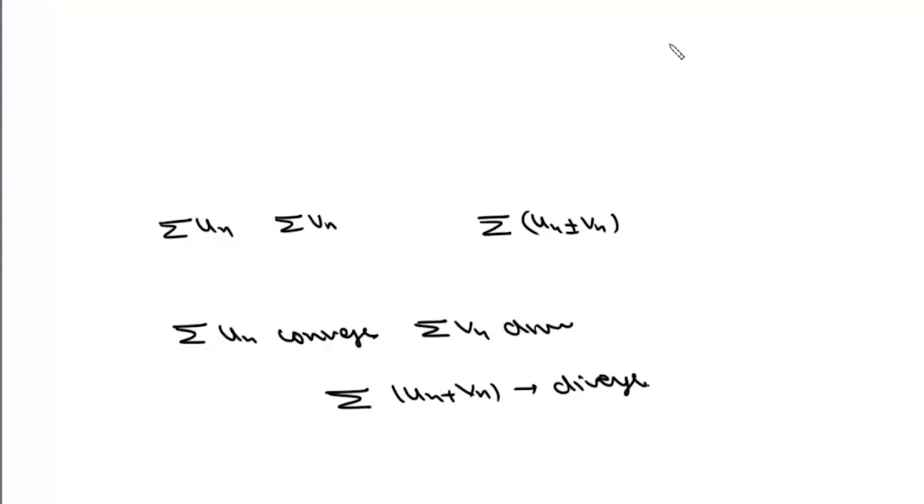So we are going to use these theorems for comparison test, and in addition to these theorems, we have this condition: a necessary condition for convergence of an infinite series is that the limit as n tends to infinity of un must be 0, and if it is unequal to 0, then the series cannot converge.